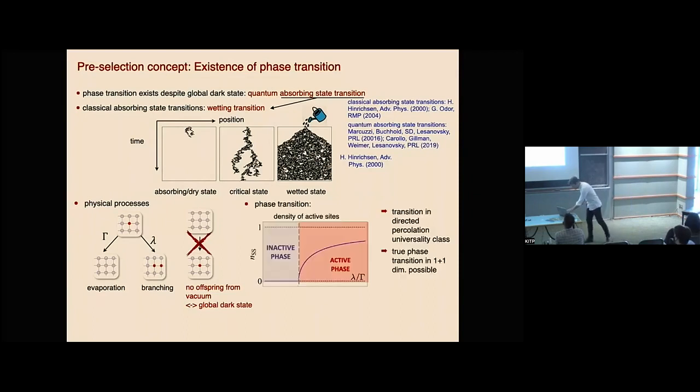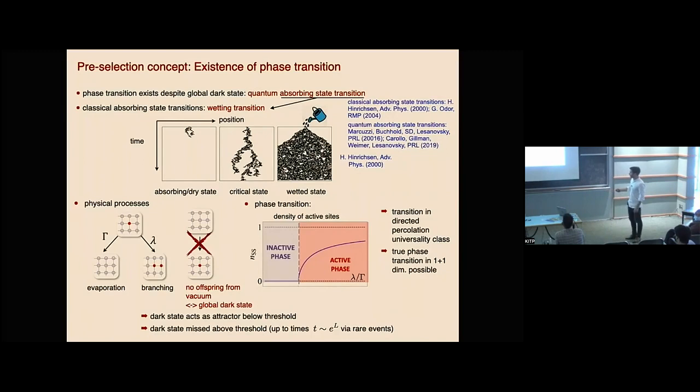And if these dynamical rules are obeyed, then there is indeed this absorbing state phase transition between an inactive phase and an active phase. The transition here is in the directed percolation universality class. And remarkably, that's really something to have in mind. Yeah? So this is really a true phase transition existing in 1+1 dimension, intuitively because of a reduced noise level that these transitions are actually characterized by.